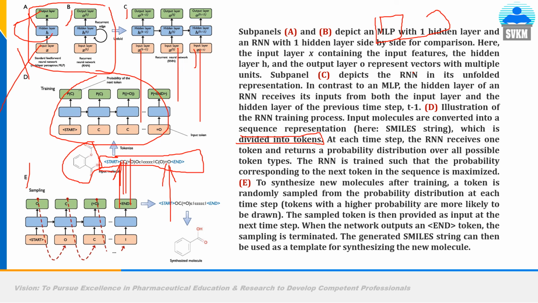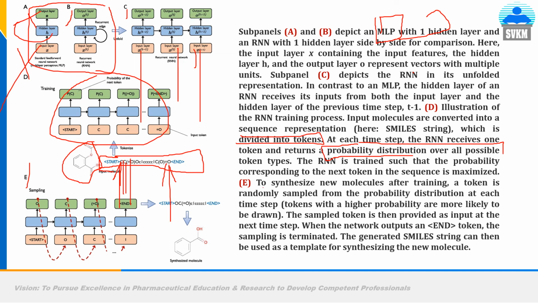How does it learn? It has learned the probability distribution based on your training through thousands to lakhs of data while training the RNN type of deep learning model. The RNN is trained such that the probability corresponding to the next token in the sequence is maximized.